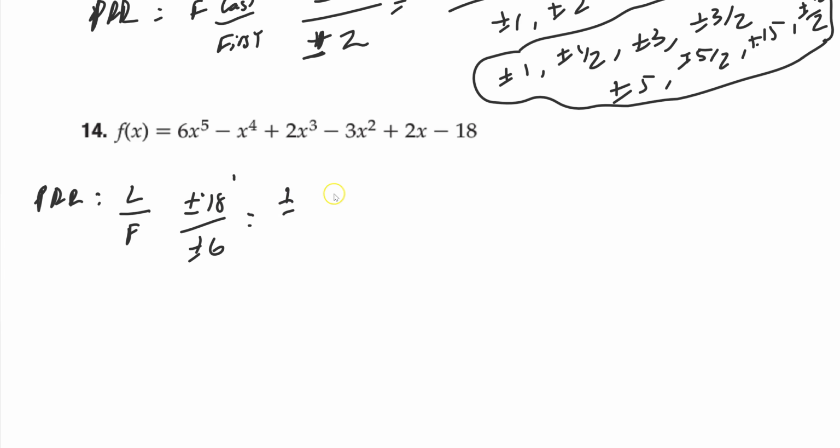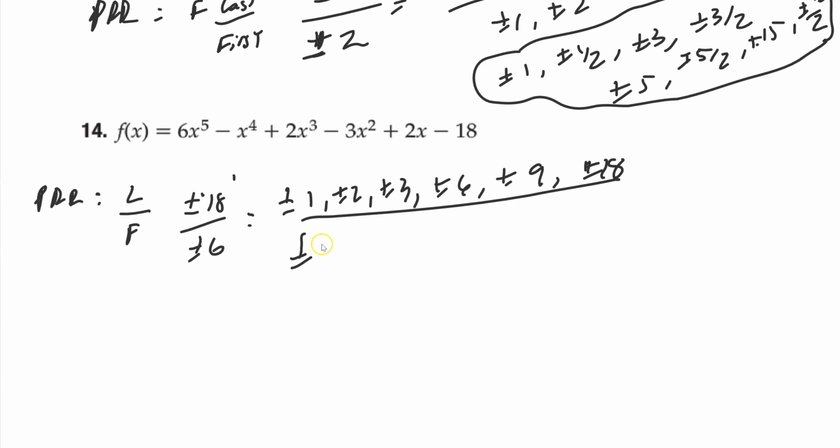So all possibilities of 18 are 1, 2, 3, 6, 9, and 18. All the possibilities of 6 are 1, 2, 3, and 6. Right? So again, you cannot reduce. It doesn't work that way because we're talking about the factors of it, and the factors of it are not going to automatically reduce. So we have that, and then you do all the possibilities.